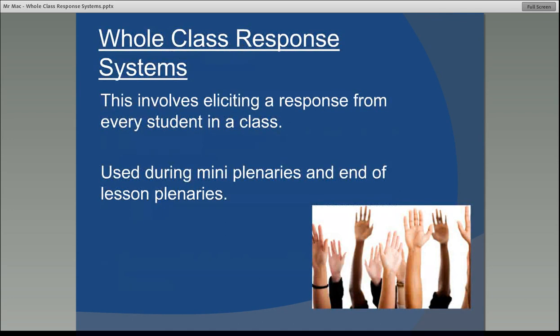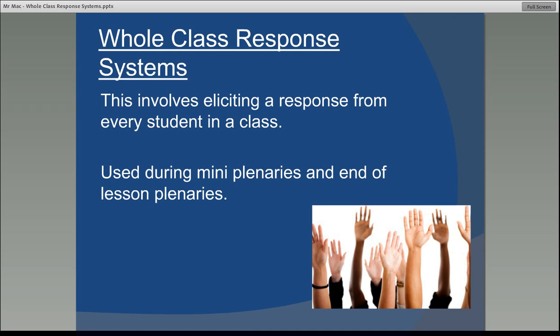So I started looking at something called whole class response systems, and it comes from something that I saw Dylan Williams talking about in one of his talks, and it inspired me to improve this area of my teaching. Basically, a whole class response system involves eliciting a response from every student in the class at any one time, and I mainly use them during mini plenaries or at the end of a lesson plenary. So I started looking at how I could elicit a response from everybody in an instant, and I developed lots of different strategies that I'm going to share with you during this presentation.